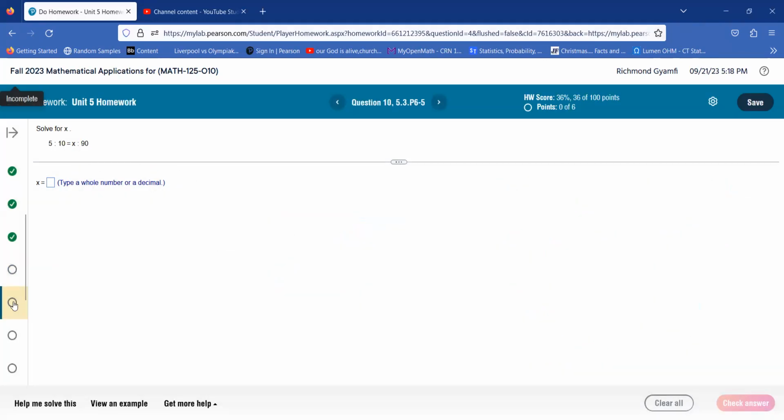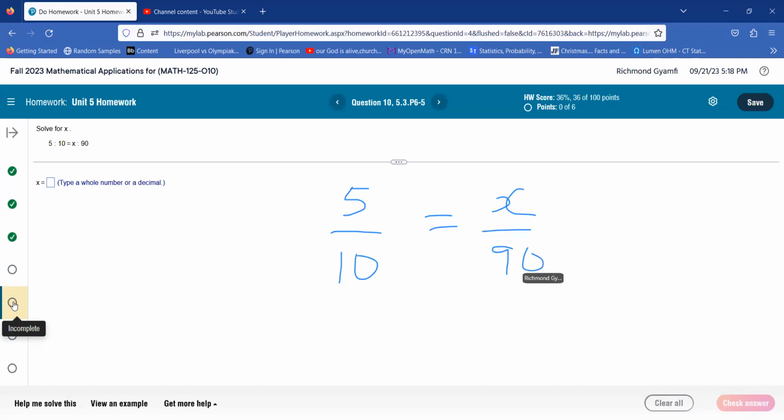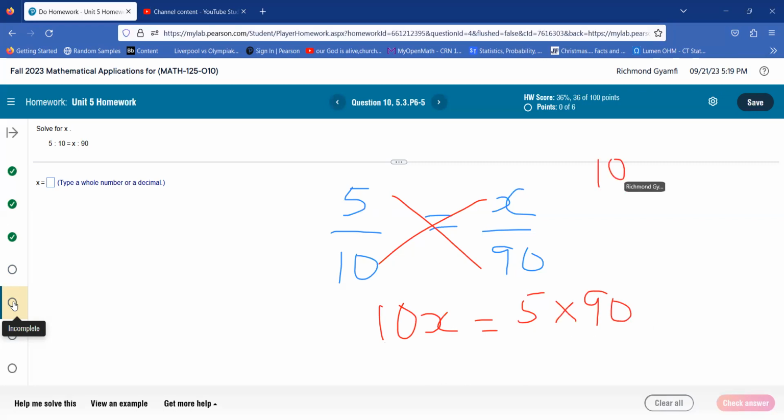Another problem. So with this one, I have 5 colon 10, this 5 over 10 equals x colon 90. I'm going to cross multiply. Why am I cross multiplying again? Because I have an equal sign between these two fractions, right? So these two fractions are set equal to each other as a proportional equation. So 10 times x equals 5 times 90. 10 times x equals 450.